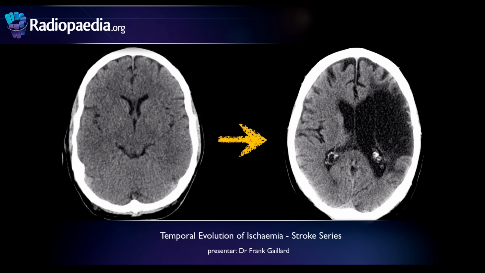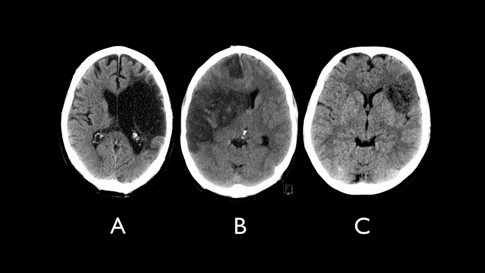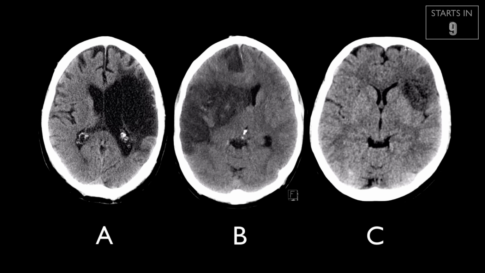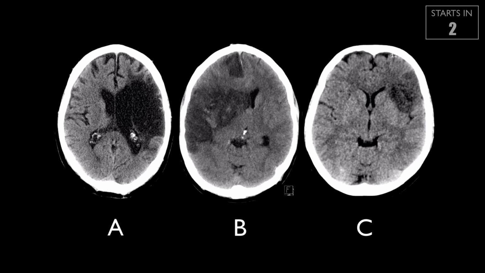We'll be having a look at the temporal evolution of ischemic strokes. Before we start, let's have a look at three cases. Which of these do you think demonstrates the features of a chronic infarct? By the end of this video, the answer should hopefully be obvious.